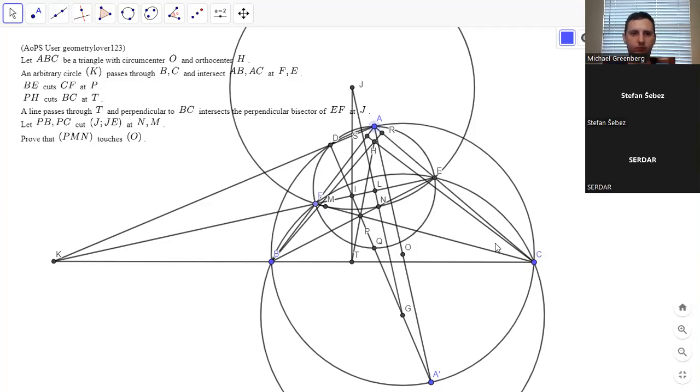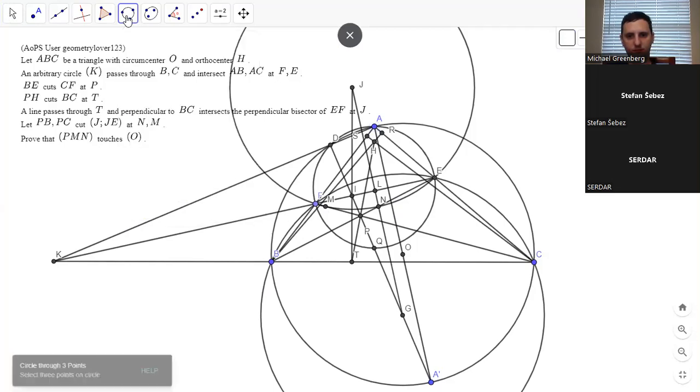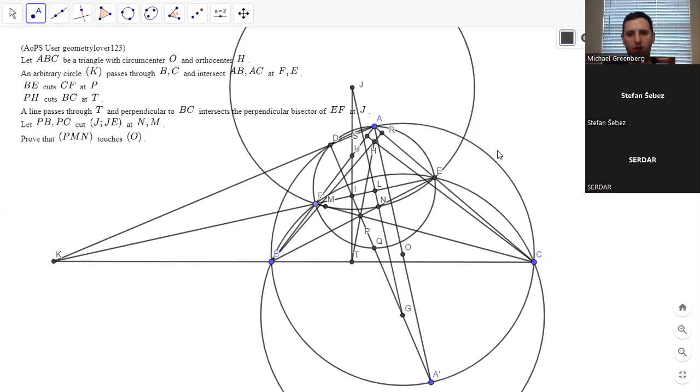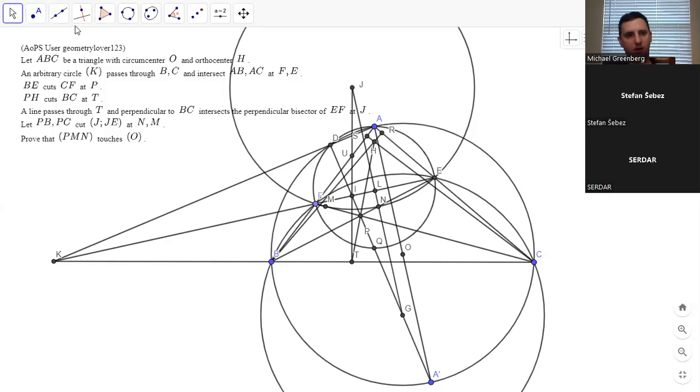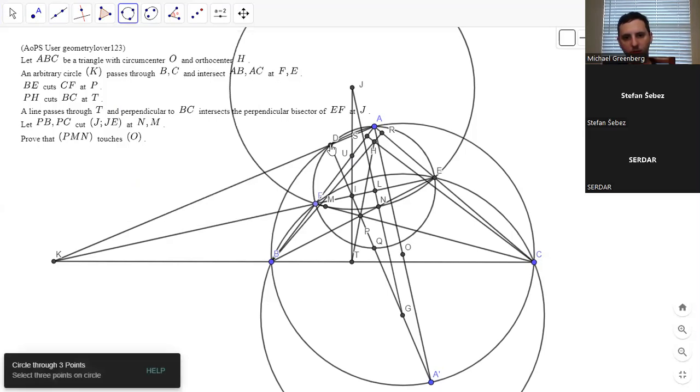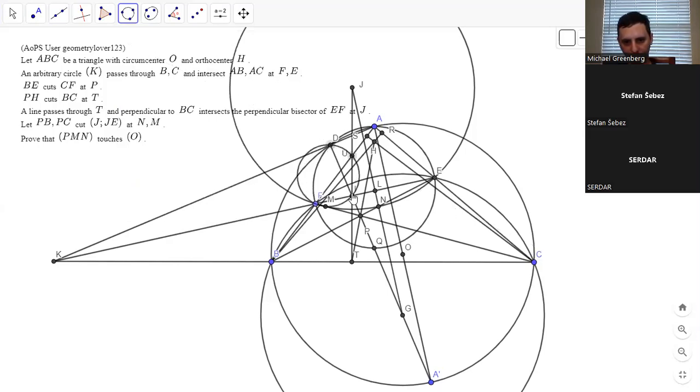Intersect TI with AB. This point? Yeah. Then by angle tracing, DUIM is cyclic. Okay. So we have another point on that circle, and we should prove that F also lies on it. Okay, we know DUIM is cyclic. We want to show F also lies on it.